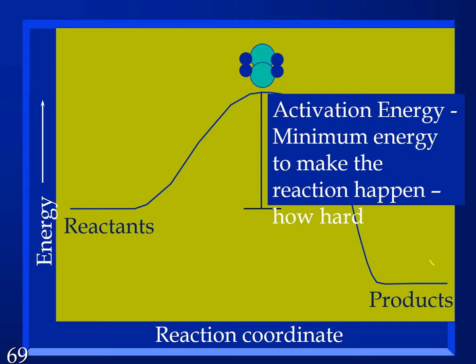Then it releases energy as it falls down from that hill, and that energy it releases gets the next one over the hill. And that's going to release energy, it'll get the next one over the hill. So you only have to spark the flame once, and it continues to burn.